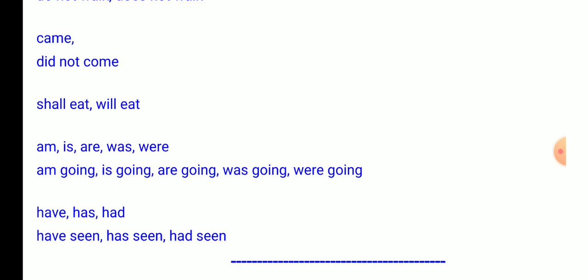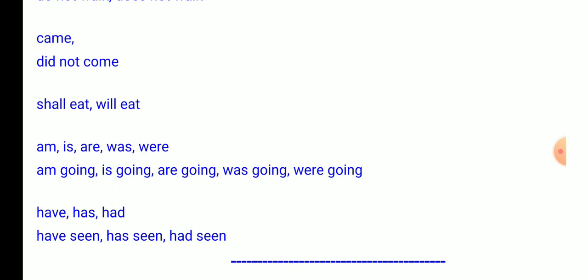Next we have am going, is going, are going. These 3 forms are in the present continuous tense. Was going, were going. These 2 are in the past continuous tense.